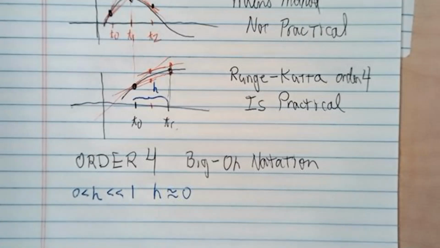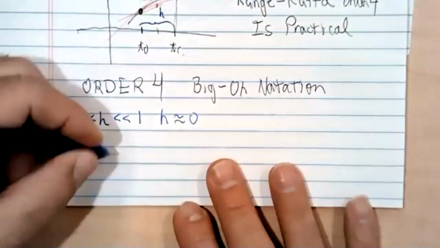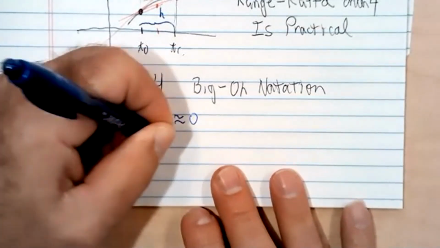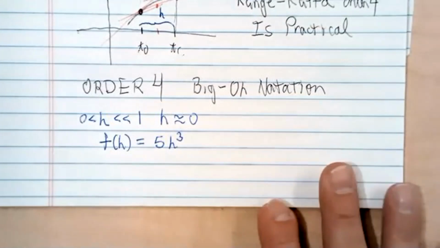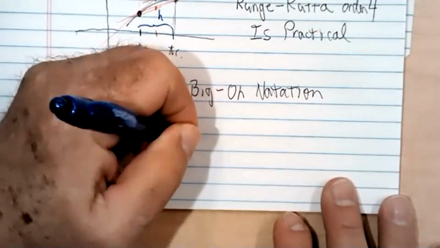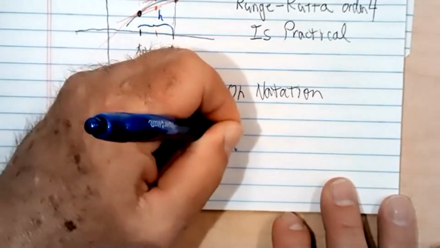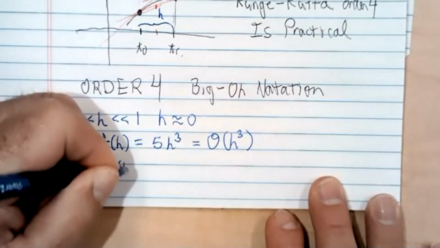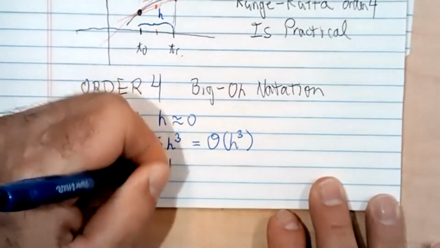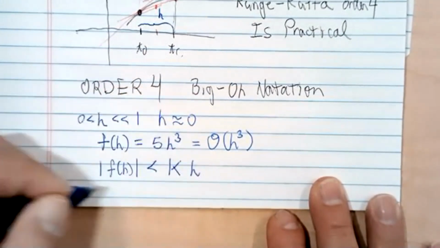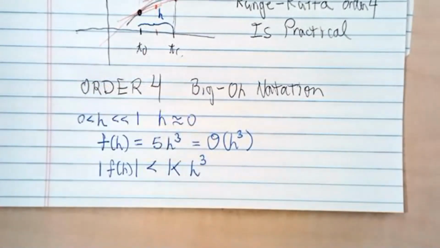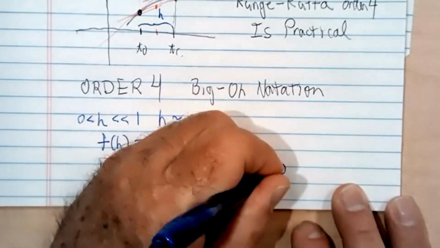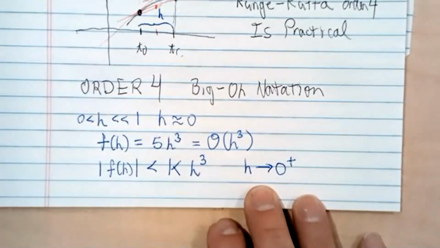All right, now, let me just give you a particular function. Let's say f of h is equal to 5h cubed. We would say that this is big O of h cubed. And what we mean is that the absolute value of f of h is bounded by some constant times h to the third power. And what we're thinking about is h getting close to 0, but from the right side. It's positive, but close to 0.